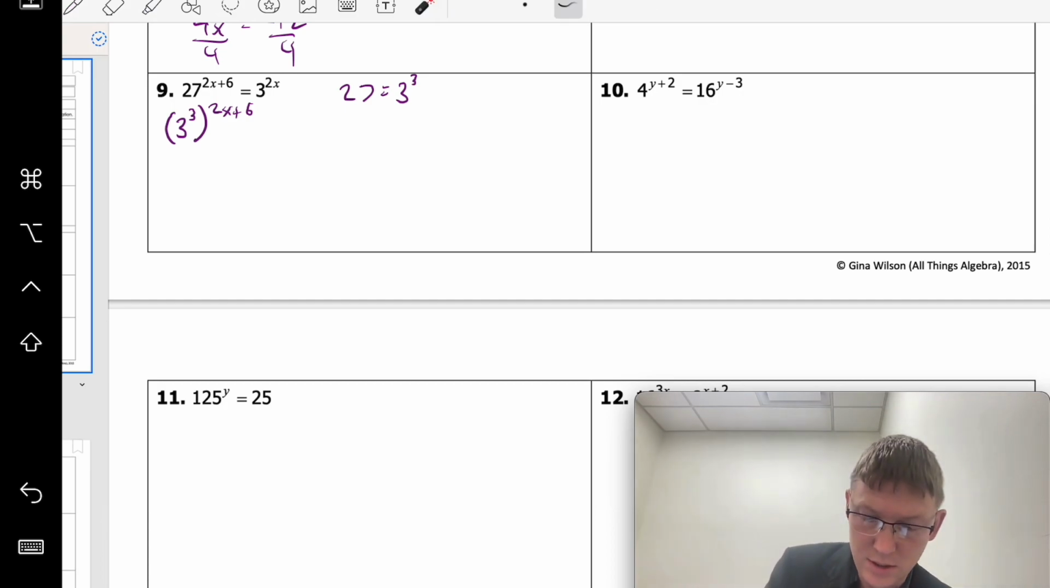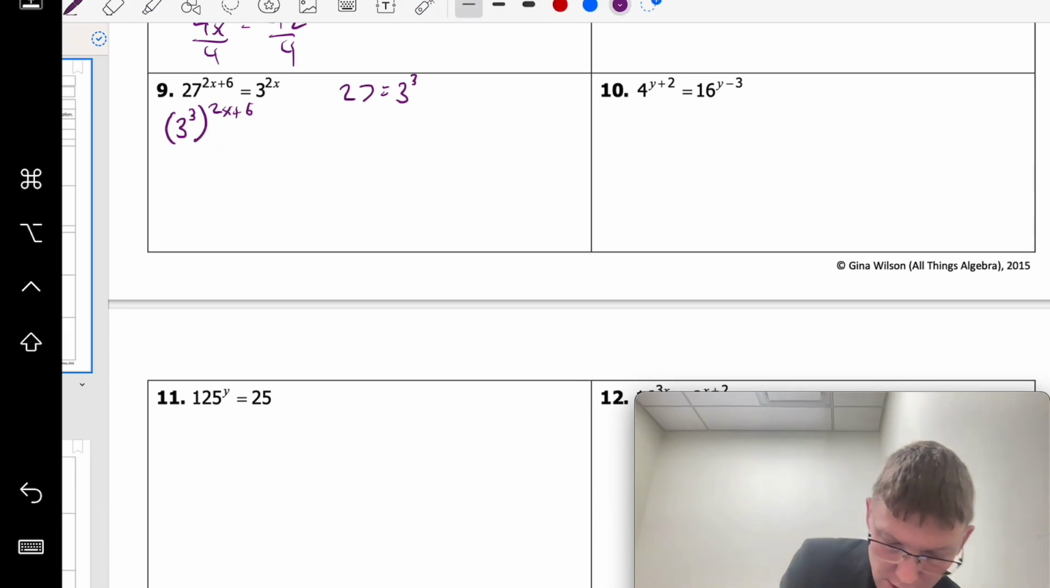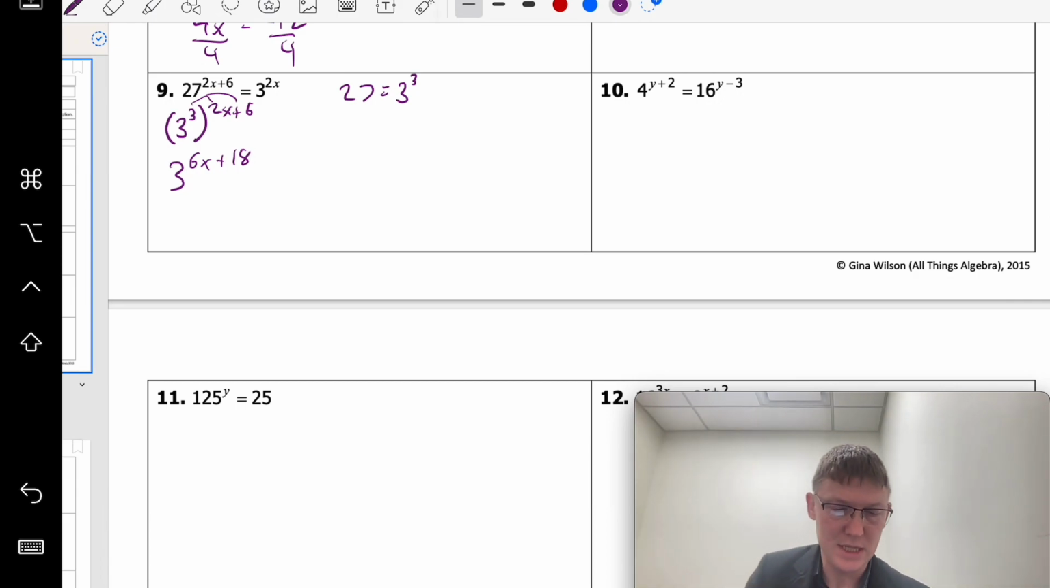So we do still have a power of a power property that says, in this case, we're going to multiply those two things together. So now our left side of the equation becomes 3 raised to the power, and I'm going to distribute this to both numbers, raised to the power of 6x plus 18. So 3 times 2 is 6. 3 times 6 is 18. Sorry. I know my multiplication numbers.